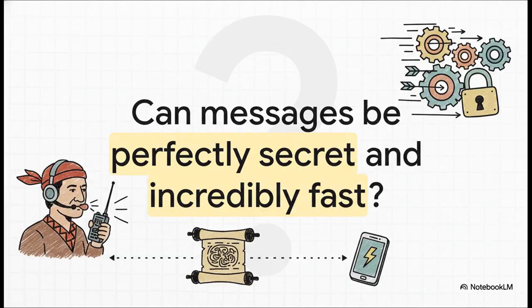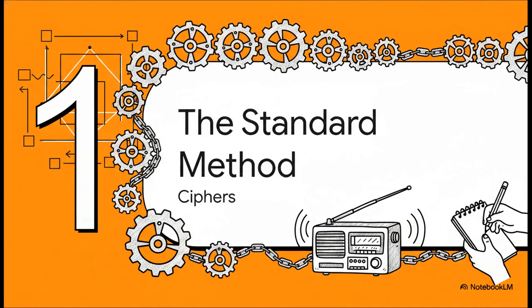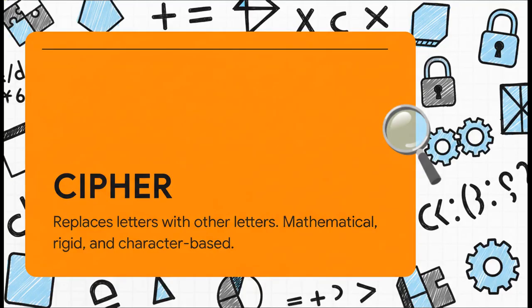That's the big paradox. To really appreciate how the Navajo talkers solved this, we first have to look at what pretty much everyone else was doing at the time. We're talking about ciphers. So what is a cipher? Well, you can think of it as basically a math puzzle. It's a system where you replace letters with other letters or symbols based on a very strict set of rules. It's all about switching out one character for another.